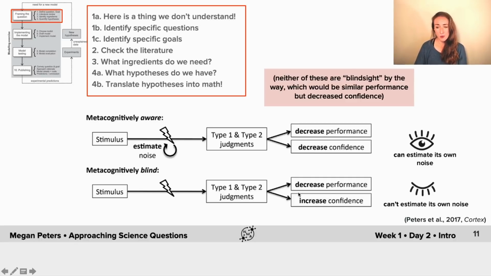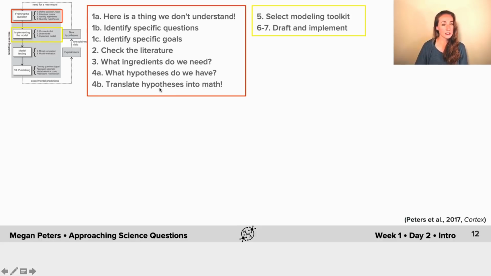Again, they are not important, but now we can build these into mathematical hypotheses and then evaluate how well the models are actually doing. So this is all steps 1 through 4 inside the framing the question box in our modeling framework. And now we get to go into the next steps, which are selecting the modeling toolkit and drafting and implementing the model. So we've got our hypotheses, our behavioral paradigm, ingredients, everything, right? We've specified what's going to happen, and we've done so super precisely with some math. So now we can quantitatively assess how our models are doing.